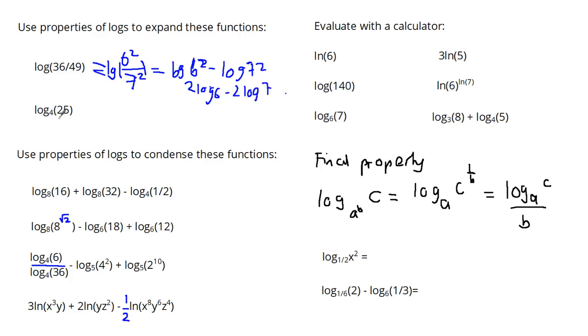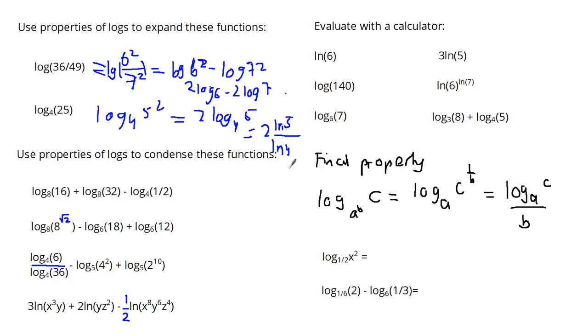Log base 4 of 25 is log base 4 of 5 squared. I think I just got lazy. And then you can take the 2 and put it in the beginning, you have 2 log base 4 of 5. It is a log base 4, so you could also expand it an extra step and do this: 2 ln 5 over ln 4 because of the change of base rule.